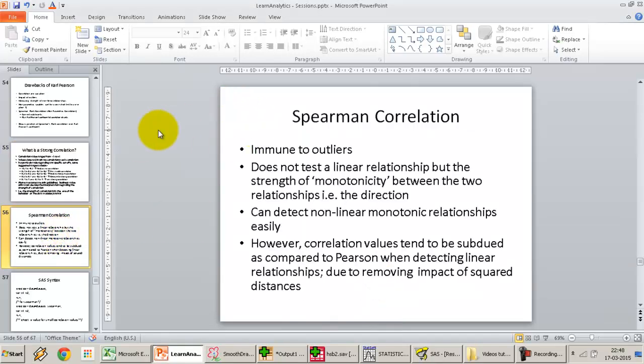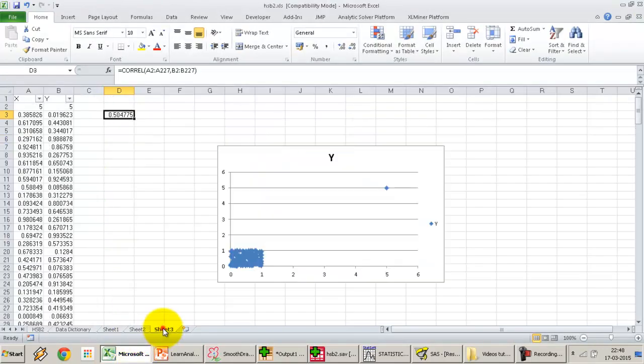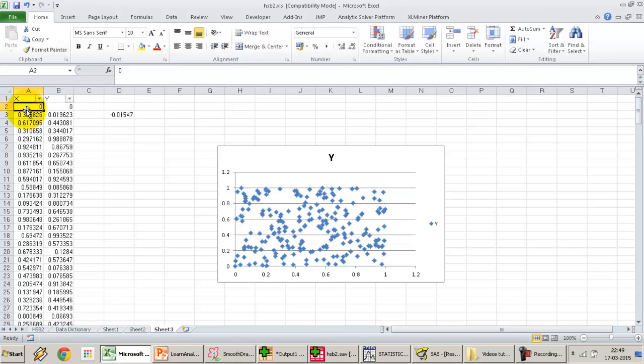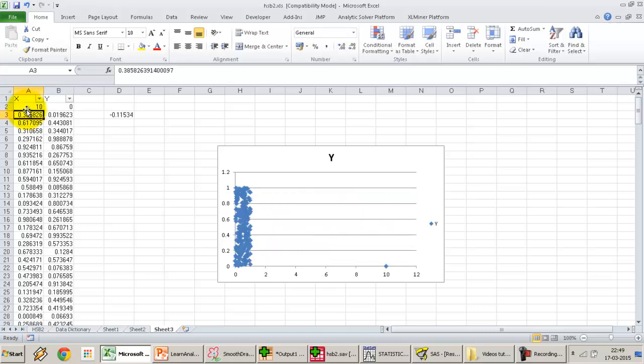A few points on the Spearman correlation, where it will rank better than Pearson's. For the first thing, it is immune to outliers. I'll give you an example over here. The presence of even one outlier can effectively jump up the correlation to an extreme value. I have one outlier and it goes up to 0.95. If I remove the effect of this outlier, it jumps back to 0. So even one outlier can change the value of correlation.